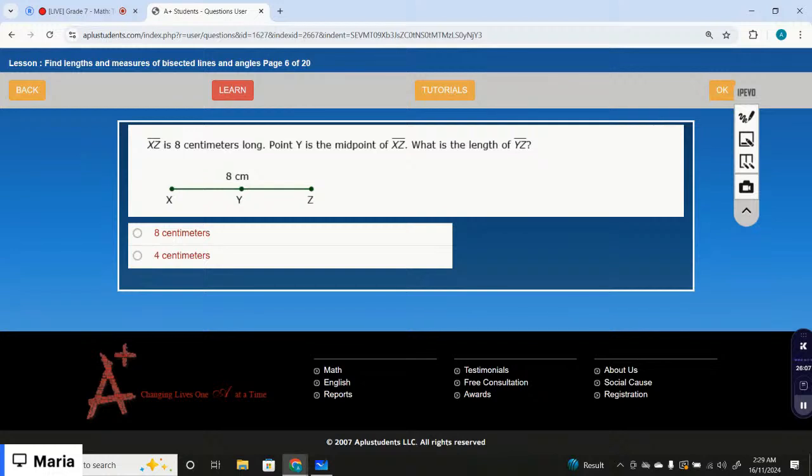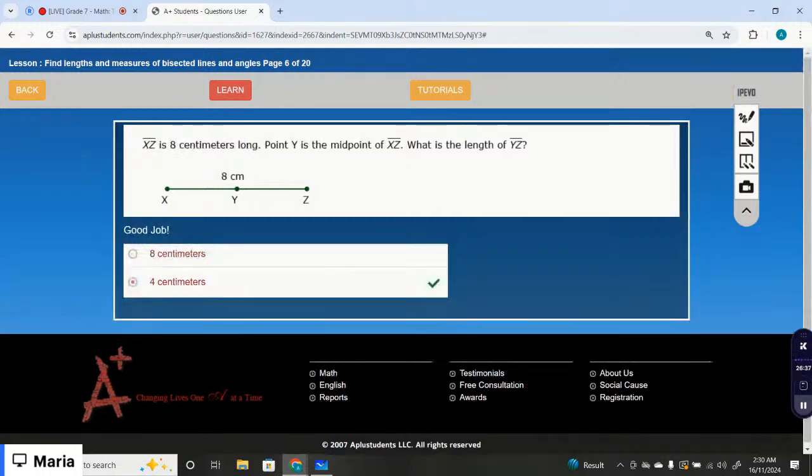XZ is 8 centimeter long. The point Y is the midpoint of XZ. What is the length of YZ? So Y is the midpoint of XZ, right? So that means it divides the line XZ into two equal parts. That is 4 centimeter, right? Option number 3 is the correct option.